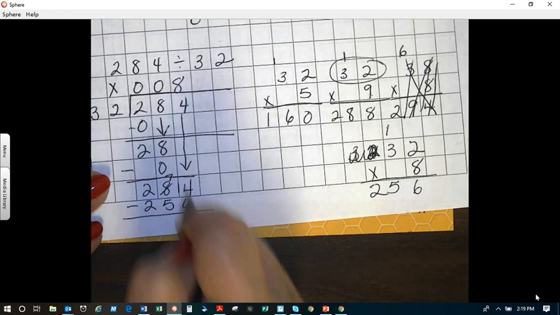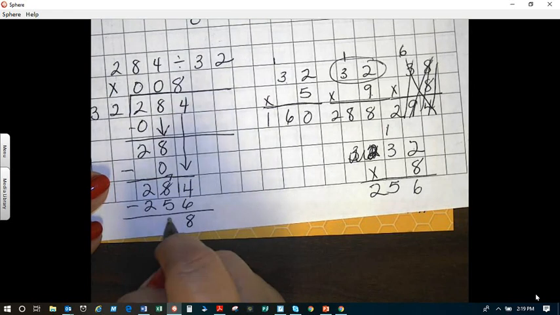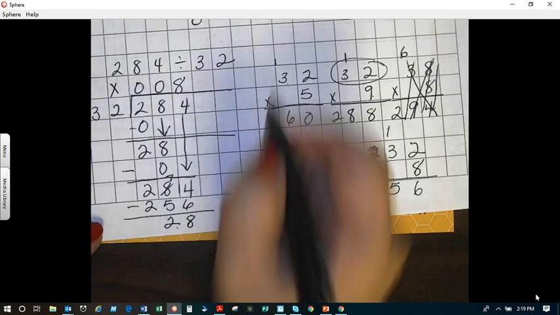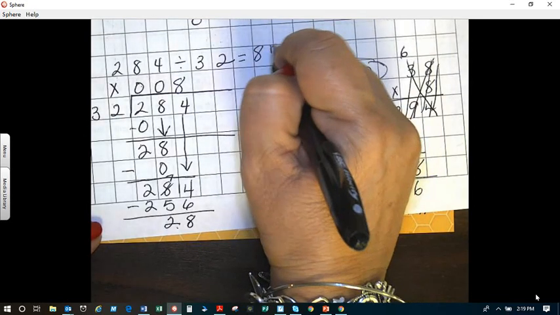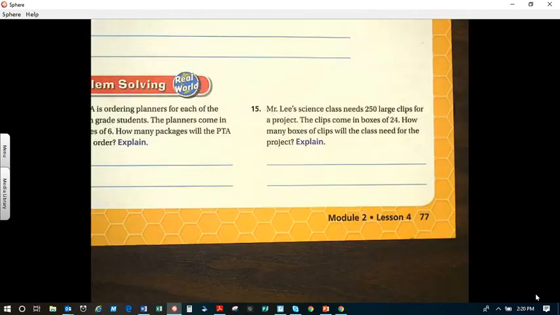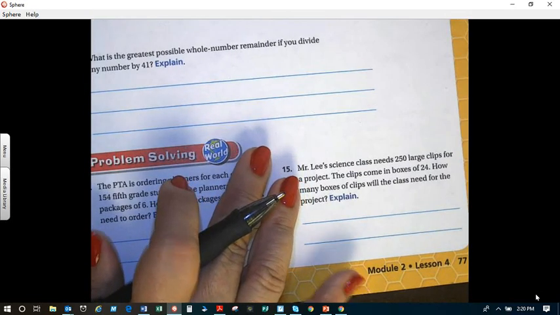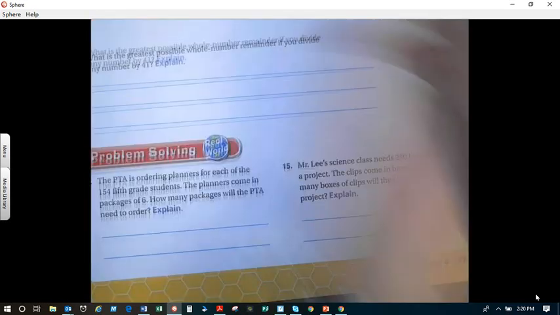This becomes a 7. 14 minus 6 equals 8. 7 minus 5 equals 2. My 28 is less than my 32, so then my answer is going to be 8 groups with a remainder of 28. Okay, so I'm going to write that over here for number 5. 8 groups with a remainder of 28. All right, let's look at number 7.